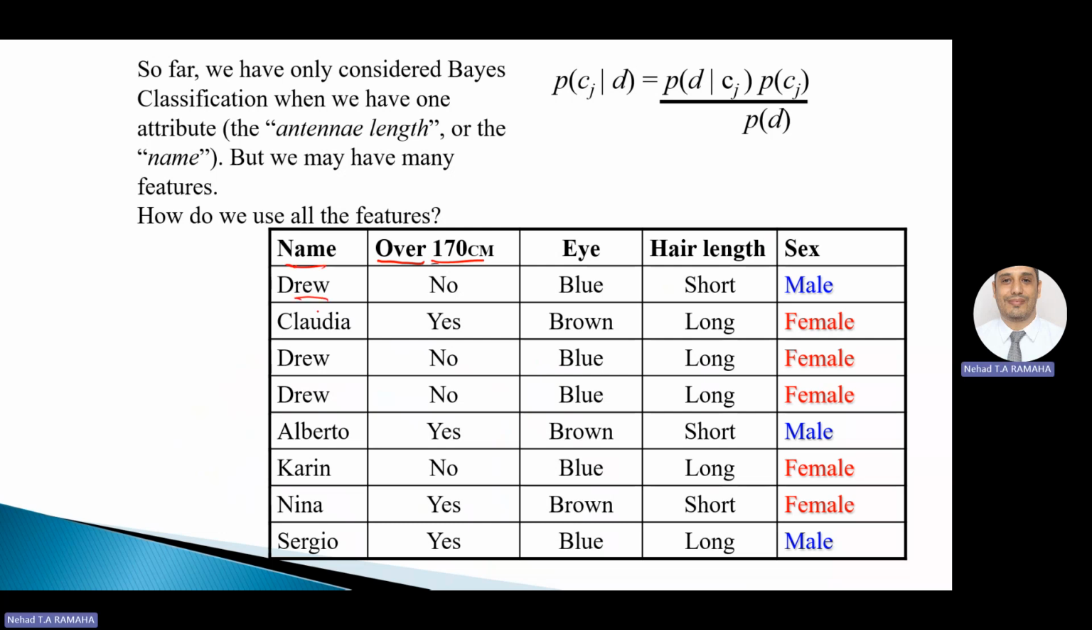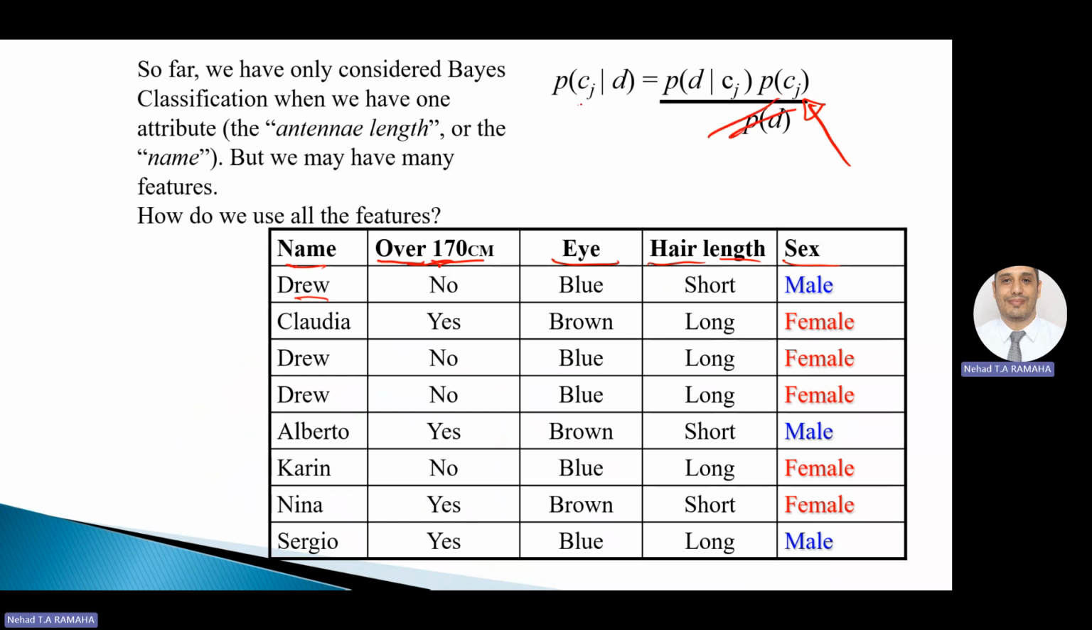The name, the over 170, yes or no? The color of the eyes, we have blue, brown. The hair lengths, we have short, long. We could have short, long, medium also. And the gender, we have male and female. So this is the general rule. We can use it. We ignore the bottom one.